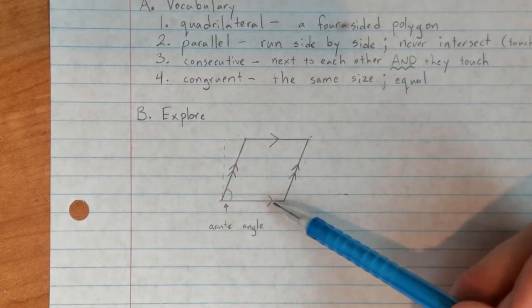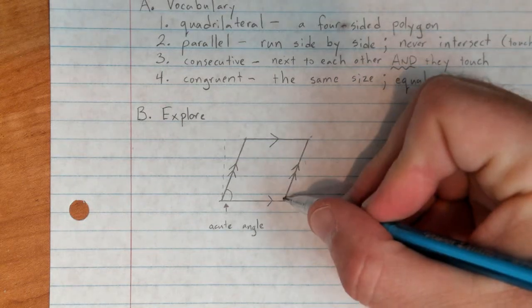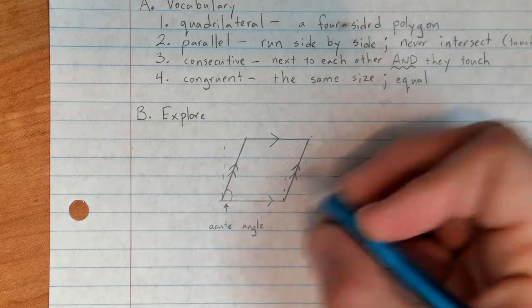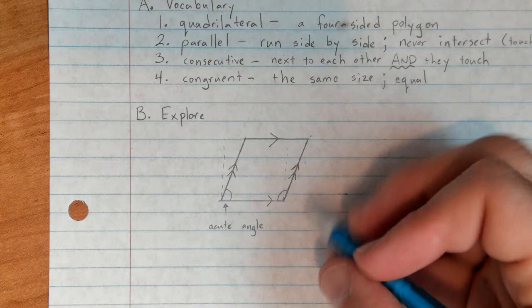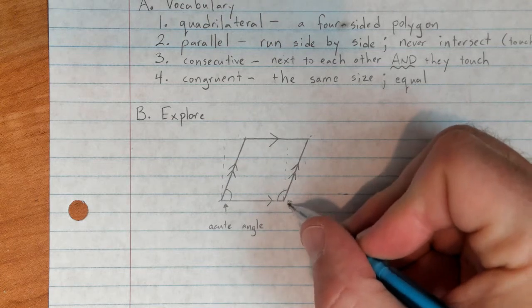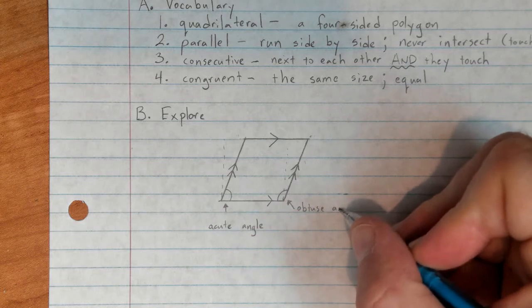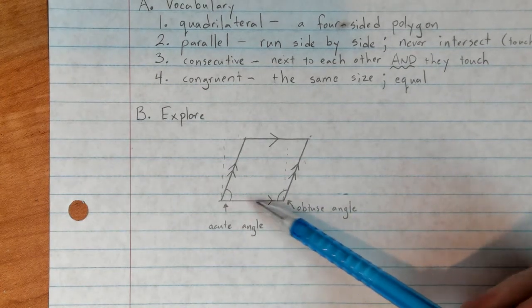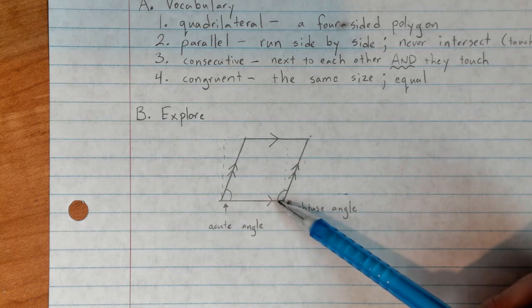Now over here, if I try to do the same thing, my height actually ends up going on the inside because this angle right here is obtuse. It's bigger than 90. Obtuse angle. Our consecutive angles on this parallelogram, one is acute, one is obtuse.